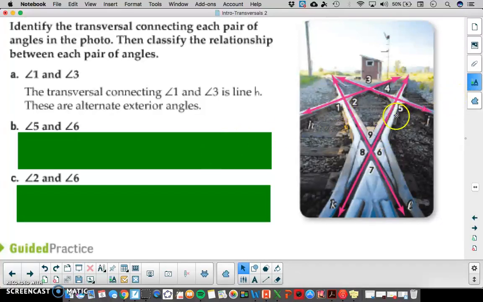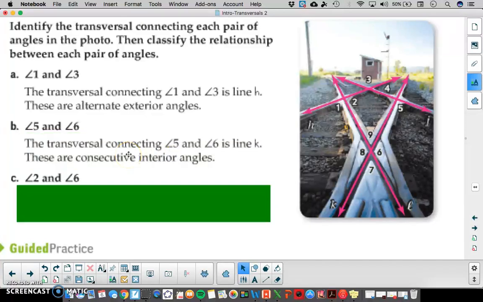Angles 5 and 6. The transversal that crosses through both of those angles is line K. Line K crosses lines L and J to form those angles. So consider where those angles are in reference to the transversal K. 5 and 6 are on the same side of that transversal, so that means they will be consecutive. Both of these angles are inside or interior to lines J and L. That means that they will be consecutive interior angles.